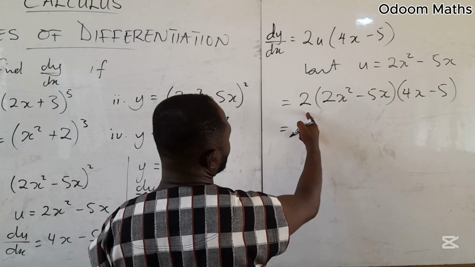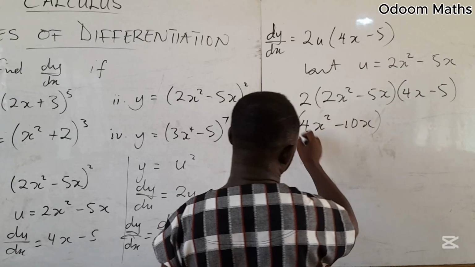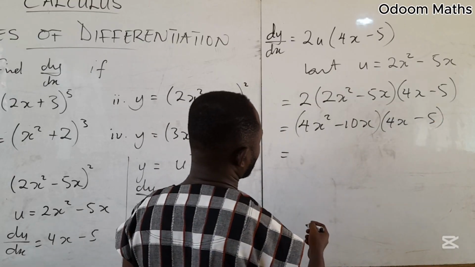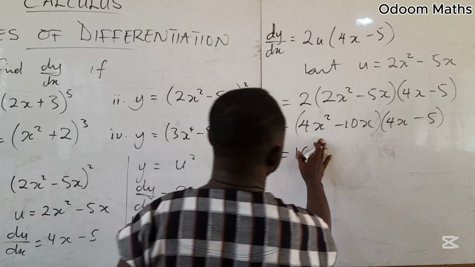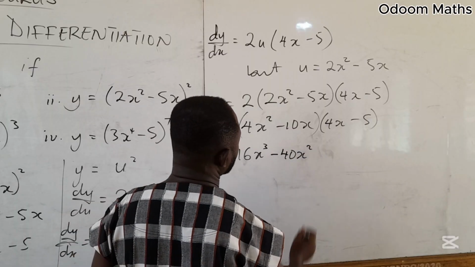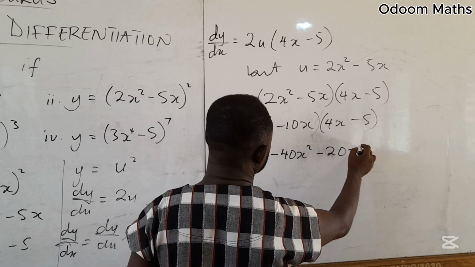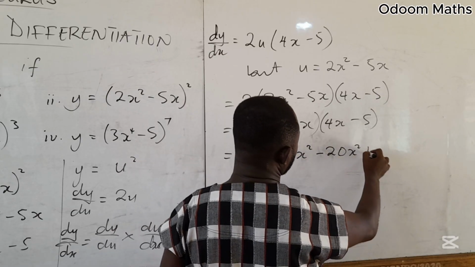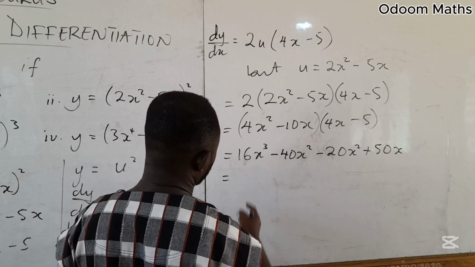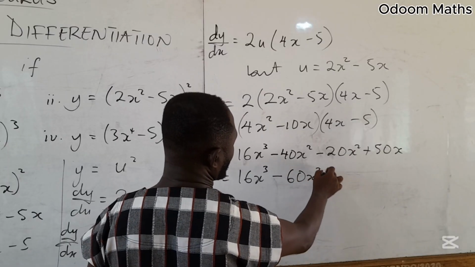Okay, so 2 multiplying this will become 4x squared minus 10x, also to multiply 4x minus 5. So this and this becomes 16x cubed. This and this one becomes minus 40x squared. Then this and this one becomes minus 20x squared. And then this and this one becomes plus 50x. So in simplifying this, I have 16x cubed, and then this and this will give me minus 60x squared plus 50x.